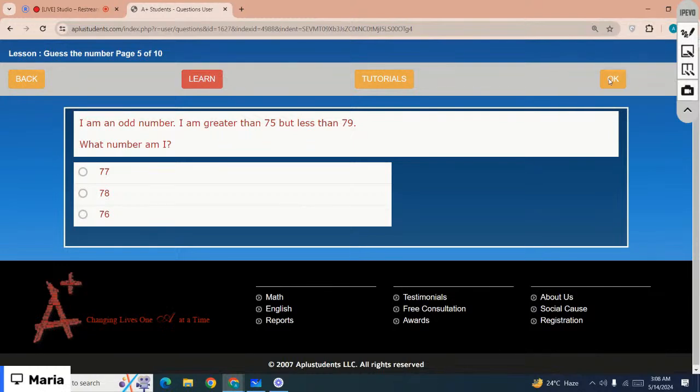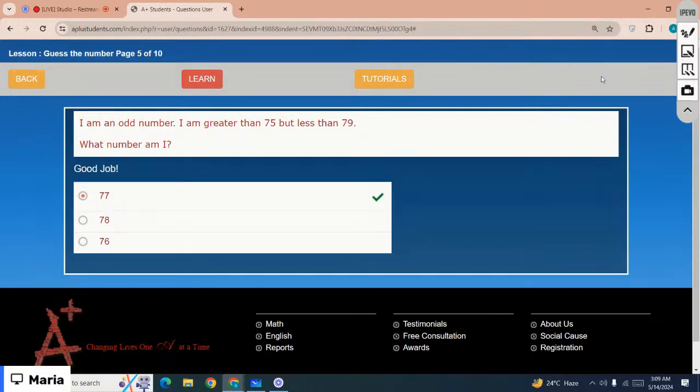The correct option is 75. Between 75 and 79 you have 76, 77, and 78. 76 and 78 are the even numbers, so the only odd number is 77. The correct option is 77.